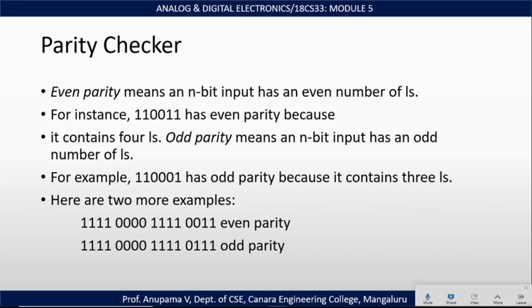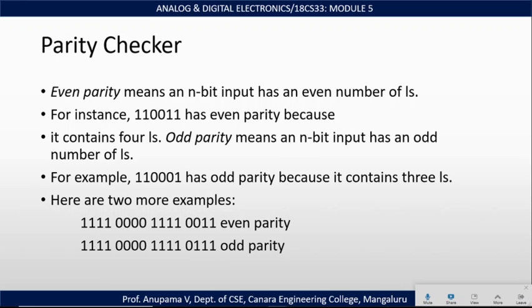So, we will see few more examples. Here the numbers are given, 4 ones, 0, 4 ones, 00, 11. Count number of ones in the given sequence. Number of ones is 10, which is even, hence it is an even parity number. In the second number, 4 ones followed by 4 zeros followed by 4 ones and 0111, there are 11 ones in the given sequence, which is an odd number, hence it is an odd parity number.